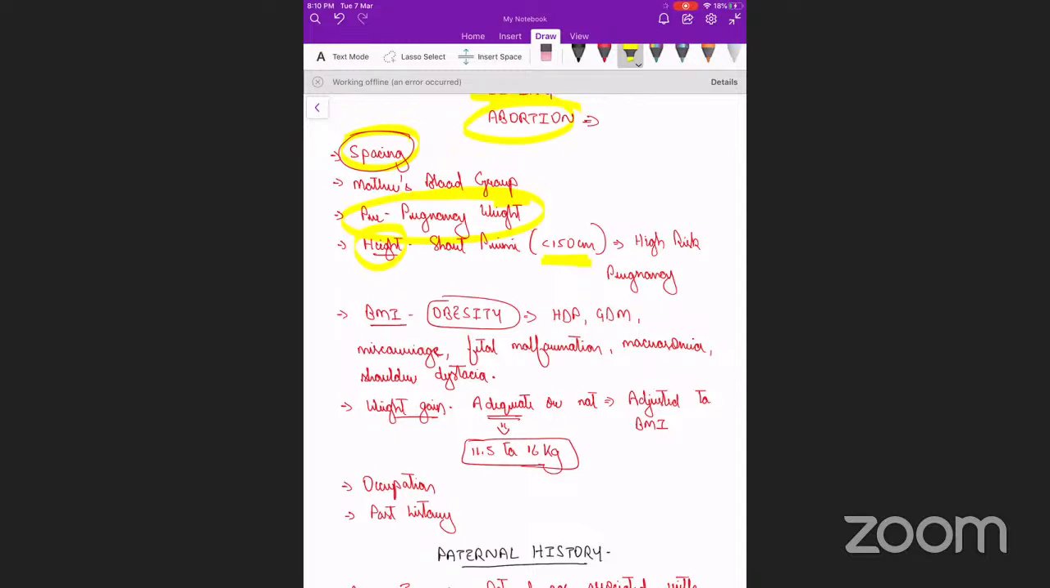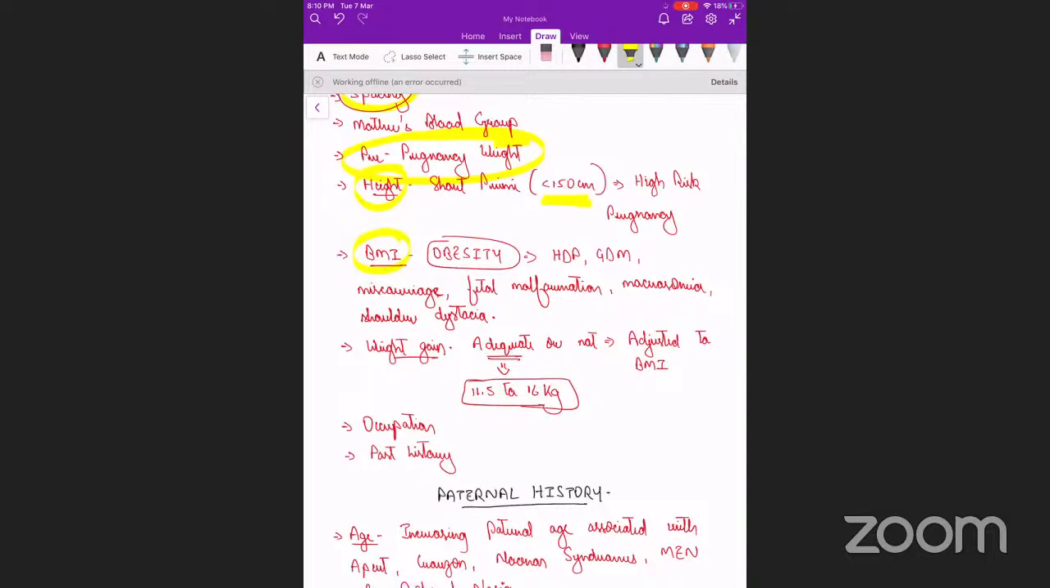That will lead to the child not being able to descend, prolonged labor, or she might not be able to deliver the child. So we will have to take her up for cesarean section. So height of the mother is important, and height is also important to calculate BMI and to know the nutritional status of the mother, because the nutritional status of the mother will also have an impact on the baby and its birth weight. That is why it is important.